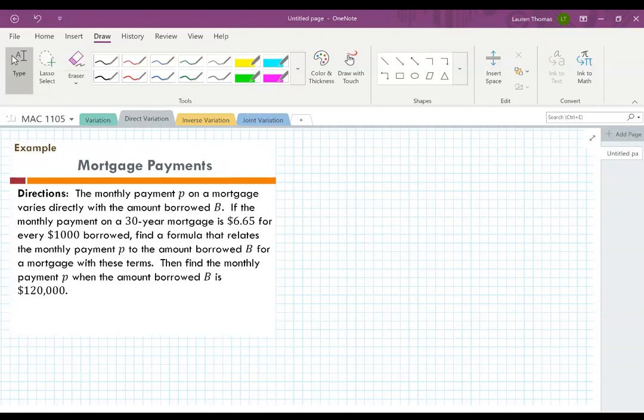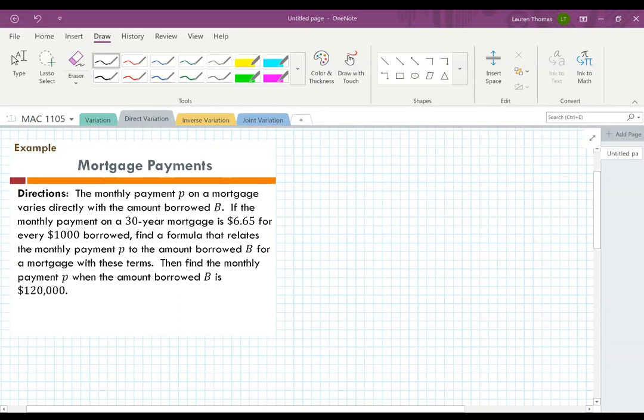All right, you guys, let's go ahead and continue our lesson on variation. In this first example that we have, we're going to do an example of direct variation. So first, let's read our prompt. It says, directions. The monthly payment P on a mortgage varies directly with the amount borrowed B.